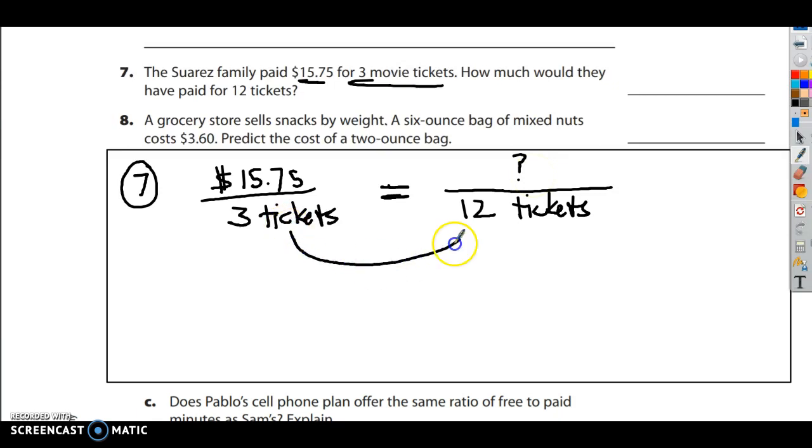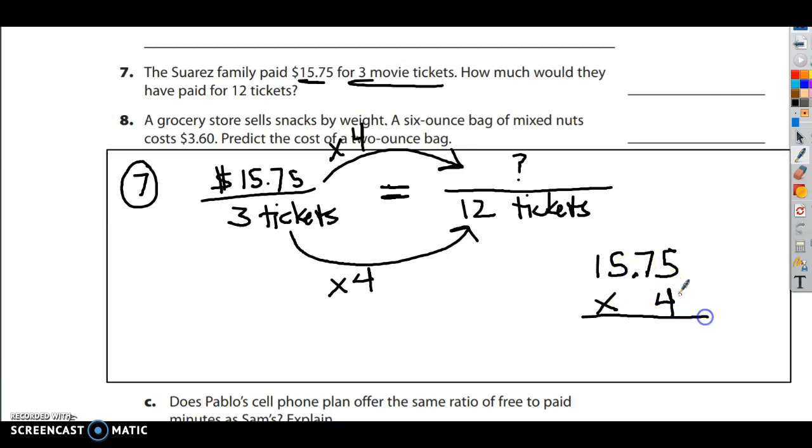How do you get from 3 tickets to 12 tickets? You multiply by 4. That's just math facts. So if you can multiply the number of tickets by 4, you would then multiply the cost by 4. That's a very simple strategy. So now all you have to do is very carefully multiply 1575 by 4. 4 times 5 is 20. 4 times 7 is 28, plus 2 is 30. 4 times 5 is 20, plus 3 is 23. And 4 times 1 is 4, plus 2 is 6. It's $63.